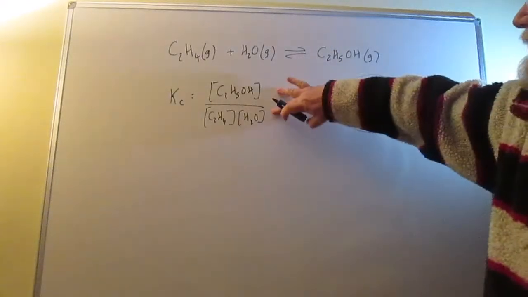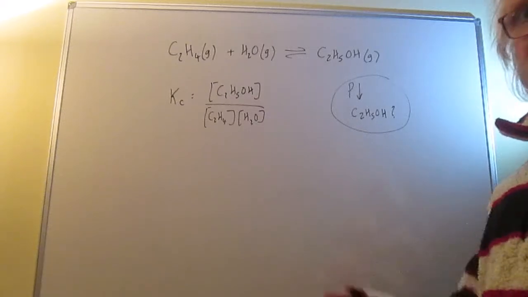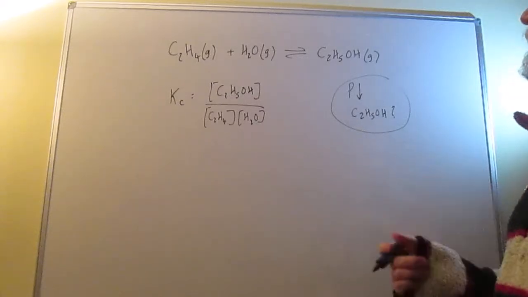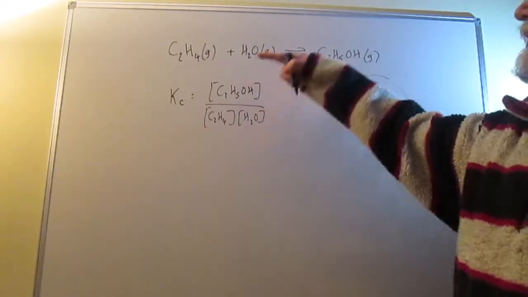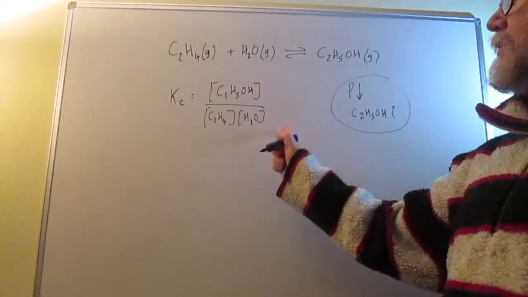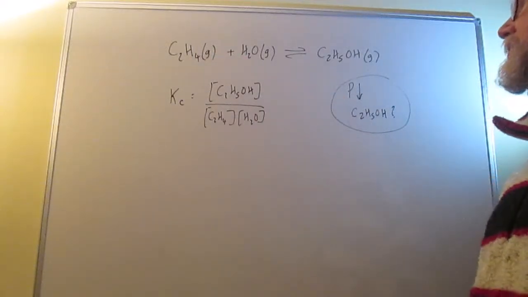So that's your Kc expression, and it's about doing top line, bottom line thinking. What's going to happen to those concentrations when we change the pressure? What will that do to the value of the expression, and what does it therefore need to do to stay in line with Kc? That's the way to approach these questions.